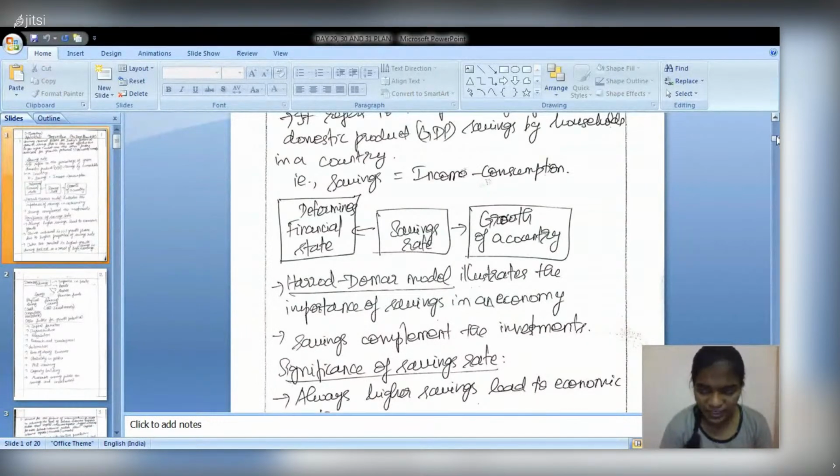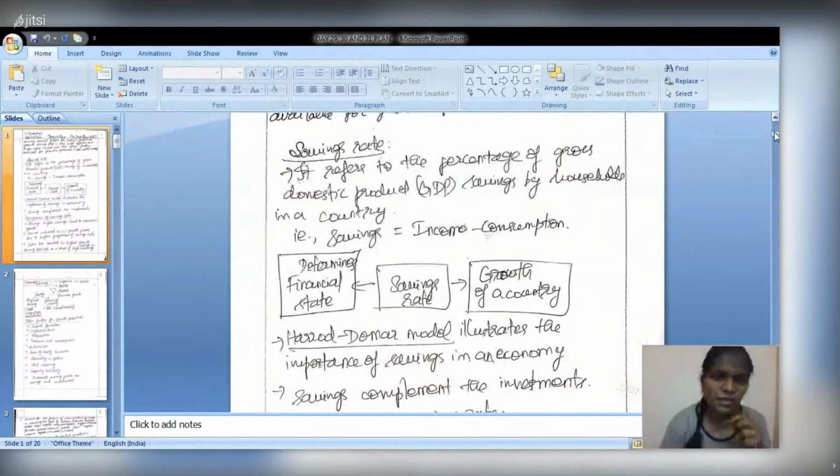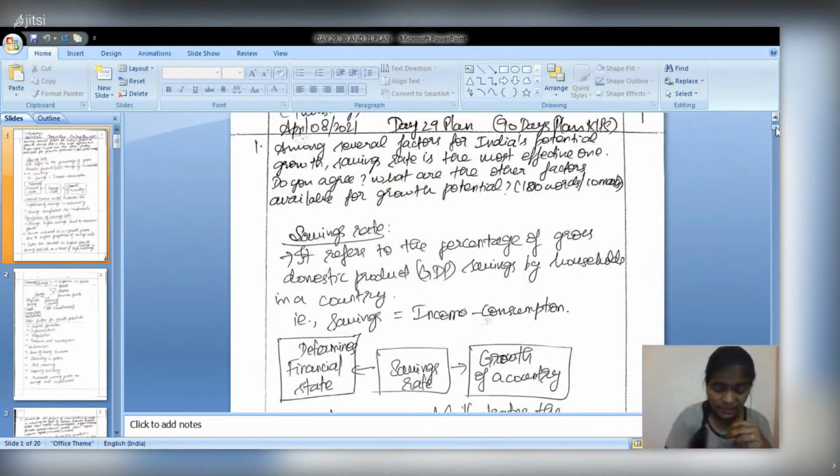So today we are going to see the day 29, 30 and 31 plan discussion. Day 29 and 30 are based on GS3, especially economy, issues, challenges and the measures taken by the government. The first question is very easy to answer and it consists of two parts.